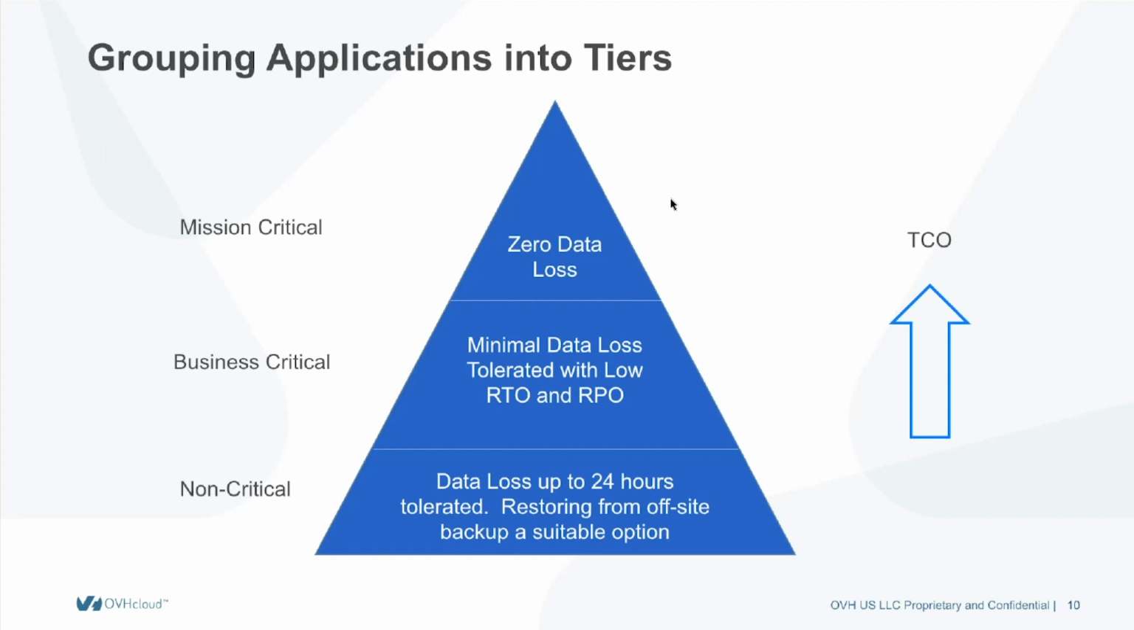And what you notice on the right-hand side is that as we go up the pyramid, our total cost of ownership goes up. Non-critical has the lowest cost associated with it, and as such, this is what you find a lot of customers gravitating towards because they're struggling to justify the monies that they need to allocate to their BCDR planning. And at the top we have mission critical. Mission critical and zero data loss, that implies high availability, which has been around for a very long time, and we understand that to be an expensive methodology.